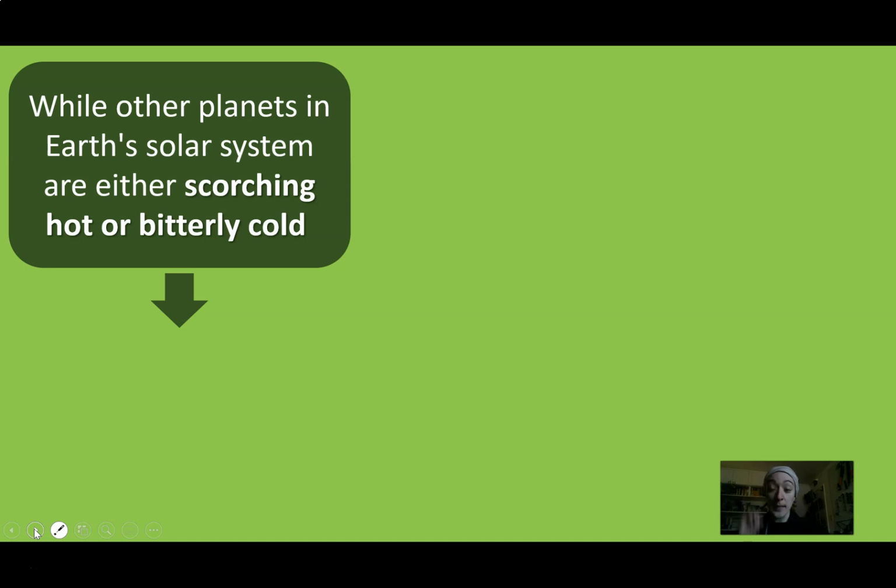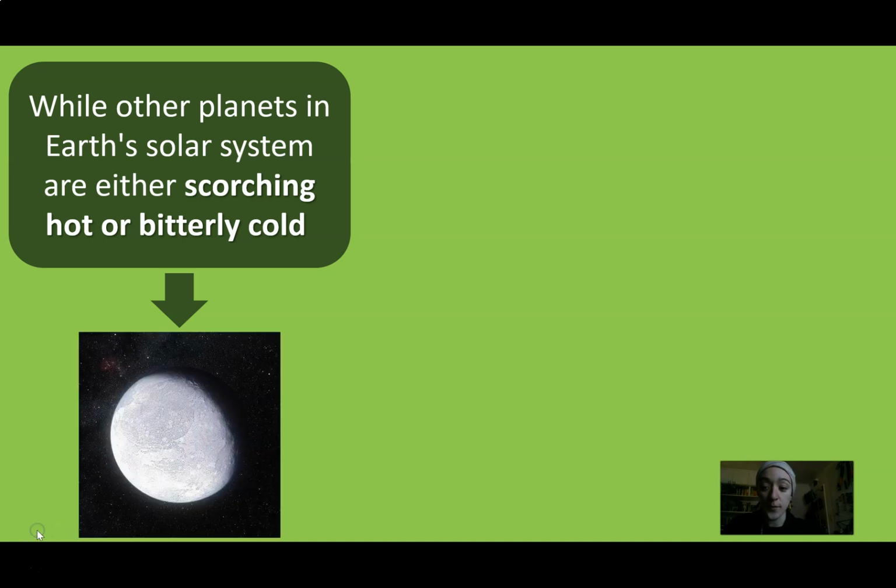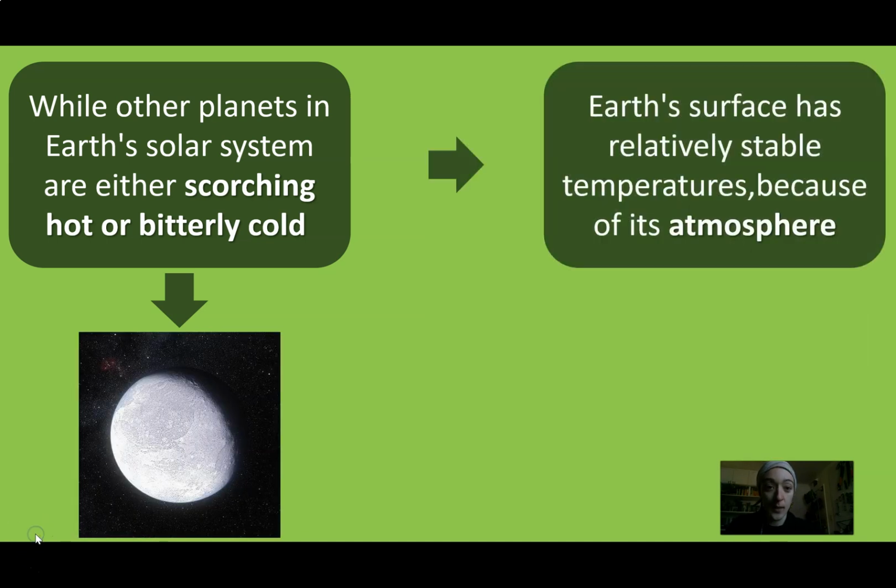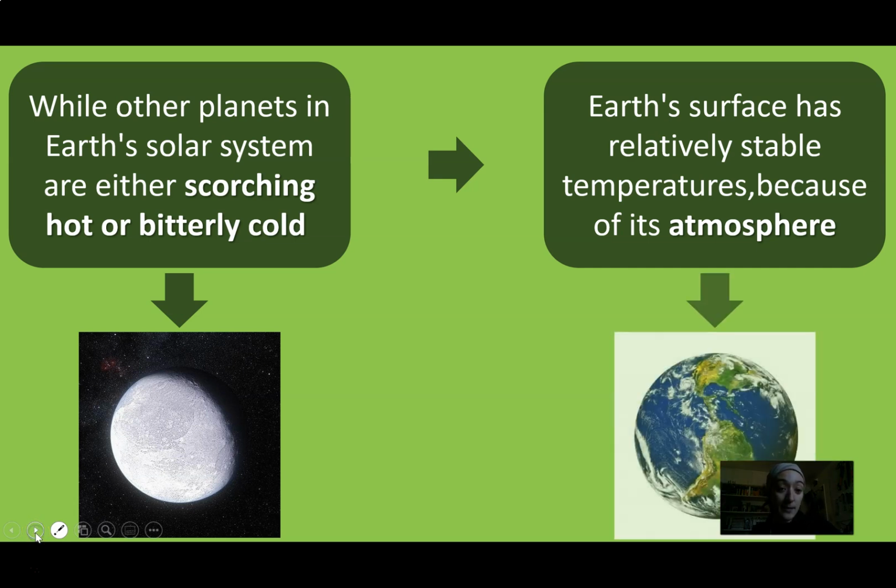So while other planets in Earth's solar system are either scorching hot or bitter cold, Earth's surface has a relatively stable temperature because of its atmosphere. So the main thing that our atmosphere is doing for us is making our planet livable. It's making it warm enough that life can survive and even thrive, right?